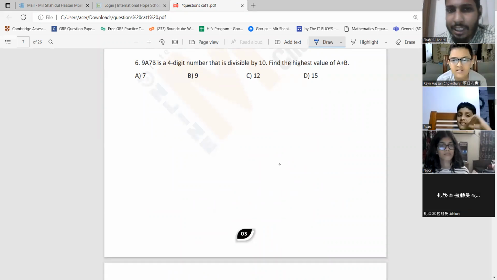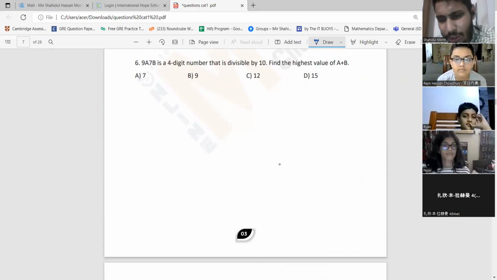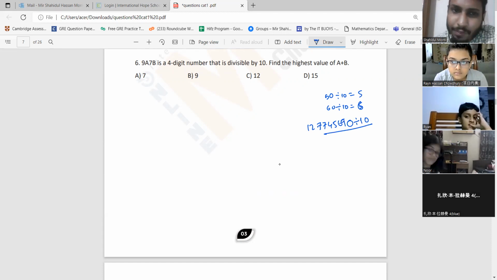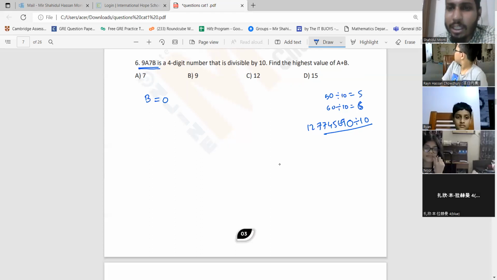9A7B is a 4-digit number that is divisible by 10. Students, please understand that 50 is divisible by 10. 60 is divisible by 10. Any number in the world that ends with a 0 will be divisible by 10. So if the question says 9A7B is a 4-digit number that is divisible by 10, that means B must be equal to 0. The number must end with a 0. Can you follow me, students, here?